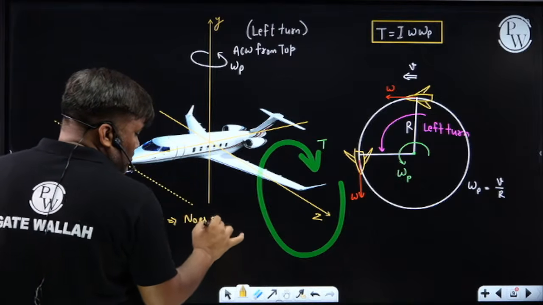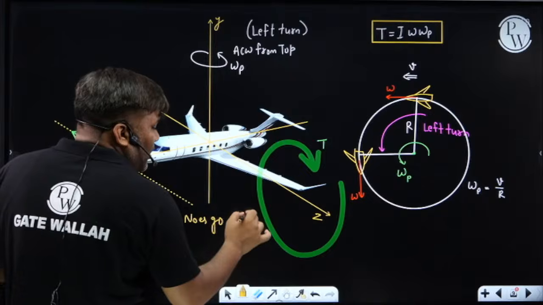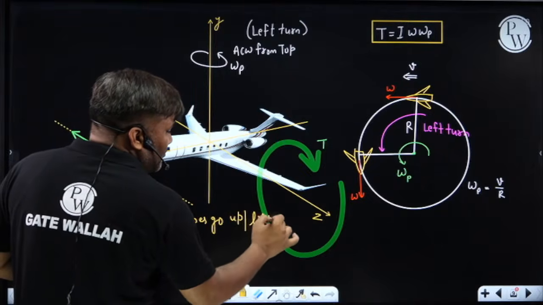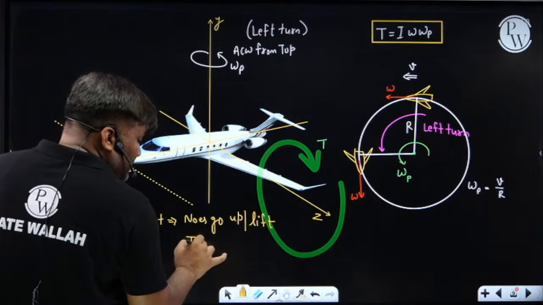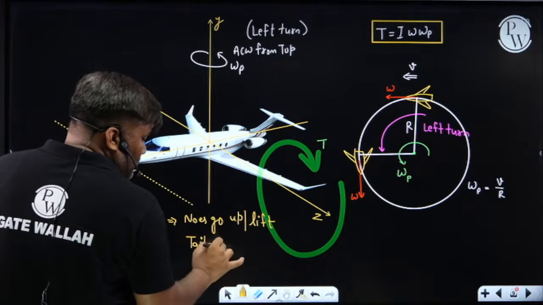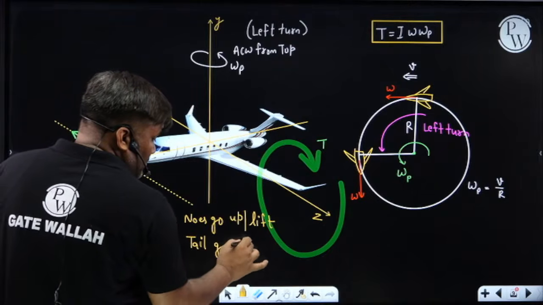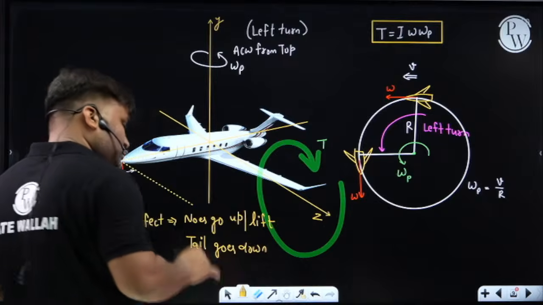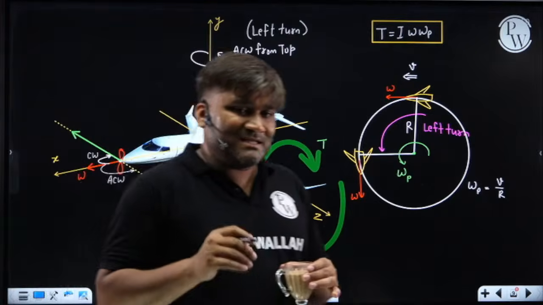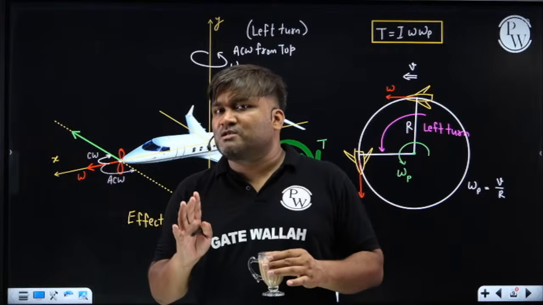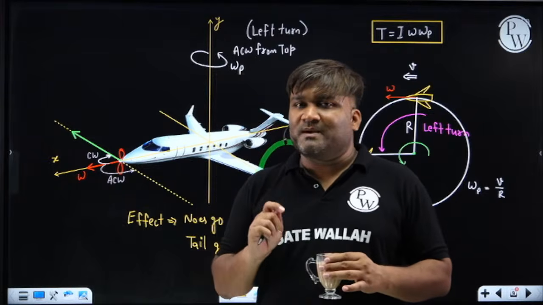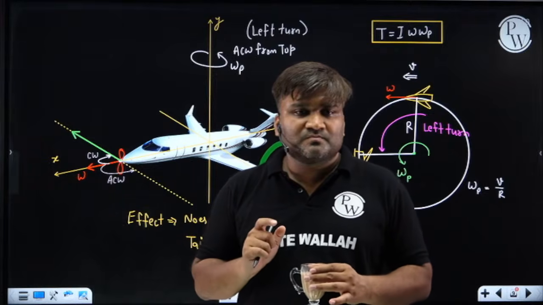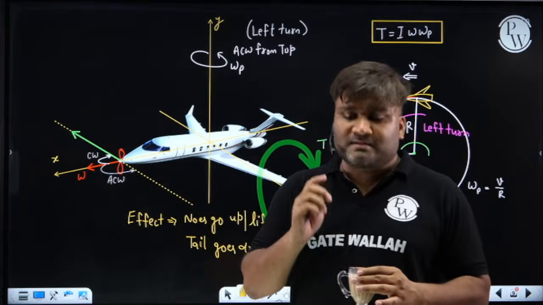Nose goes up or lifts. Tail, on the other hand, goes down. So this is going to be your effect. In the examination, whenever they are asking a 2 marks question, they will ask, tell me what is the magnitude and what is the direction. How many of you now can answer this?